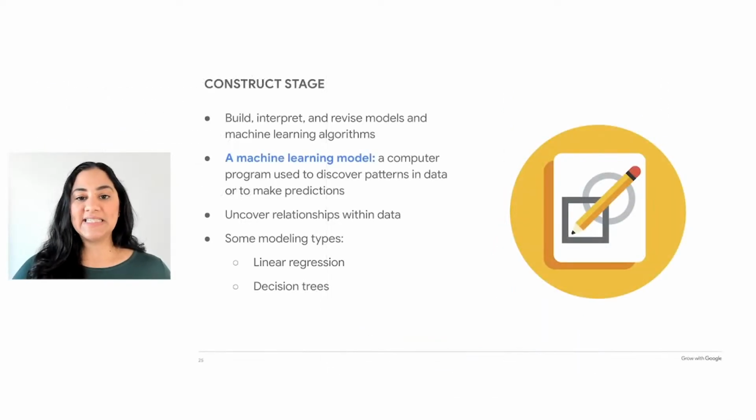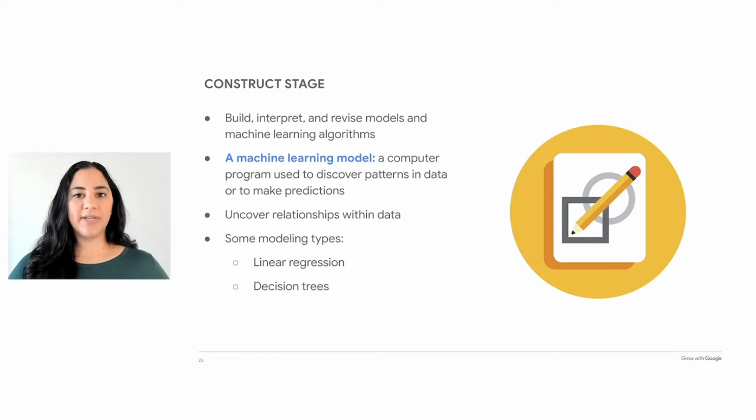Once you've finished analyzing the data, you might move on to the next stage in PACE, construct. In this stage, you build, interpret, and revise machine learning models and algorithms. A machine learning model is a computer program used to discover patterns in data or to make predictions. This information helps to uncover relationships within your data and helps you unlock insights from those relationships.